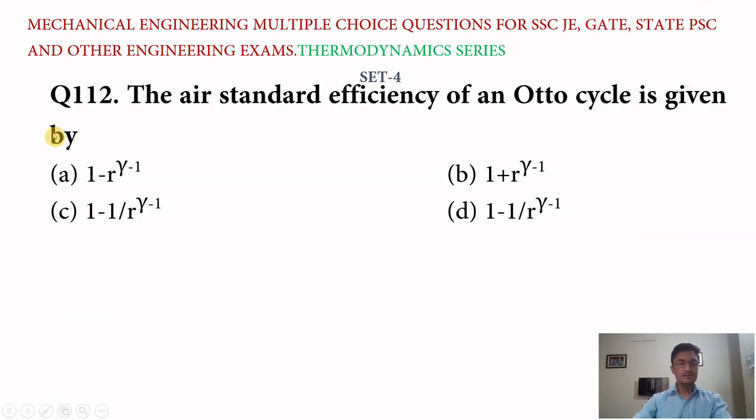Next question: the air standard efficiency of an Otto cycle is given by. We have four options: A, 1 minus r raised to the power gamma minus 1; B, 1 plus r raised to the power gamma minus 1; C, 1 minus 1 divided by r raised to the power gamma minus 1; and D, 1 minus r raised to the power gamma minus 1. So the answer is option C, 1 minus 1 divided by r raised to the power gamma minus 1, where r is the compression ratio.